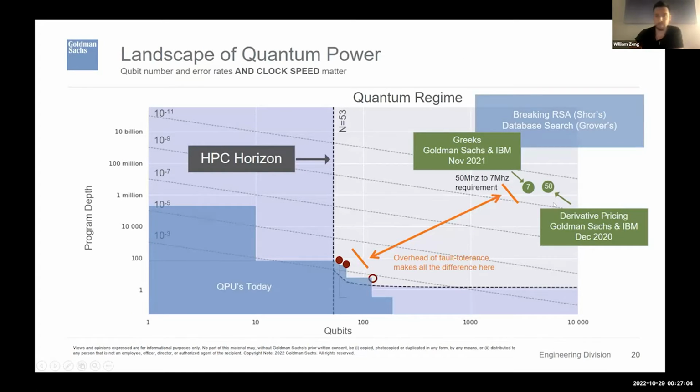Great. And so that leads us to seeing that here's a couple of example applications that we published about that are over here, and the hardware's over here. So what are the kinds of things that are going to help us in between? Fault tolerance is definitely a really, really big one. But we also want to think about error mitigation and other kinds of algorithmic tricks.